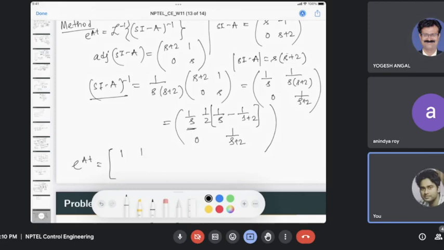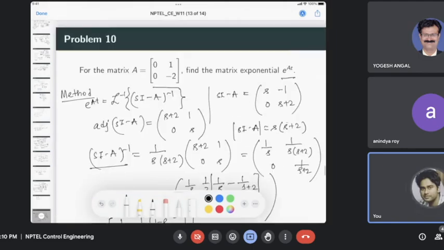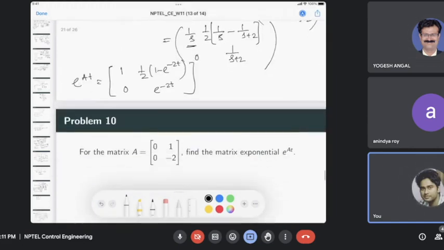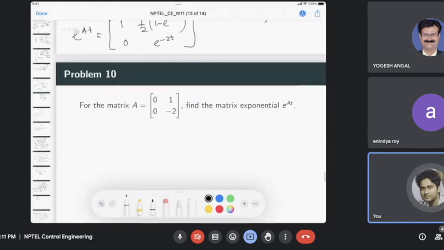Second term 1 minus e to power minus 2t, 0, and last term is minus 2t. So this actually gives this matrix exponential term. Okay, so this is method 1. So we'll use method 2 to compute the same exact matrix exponential.